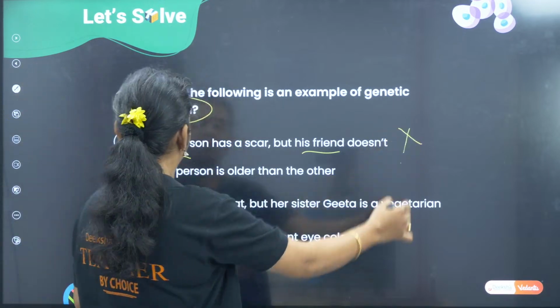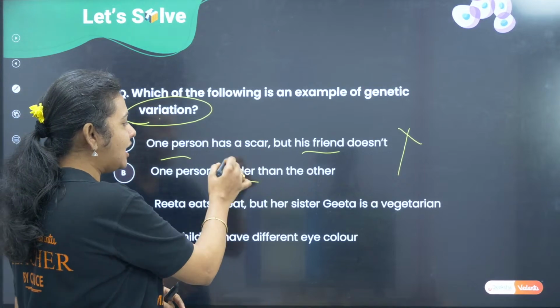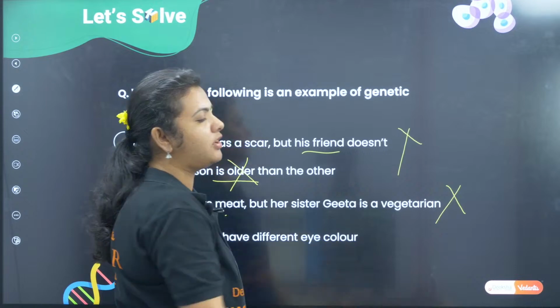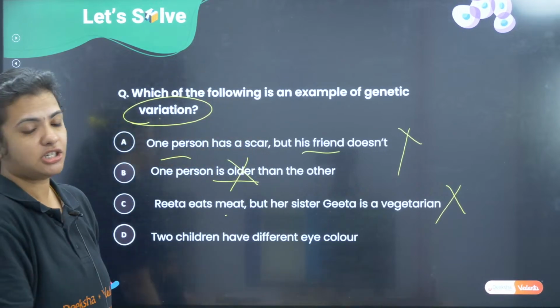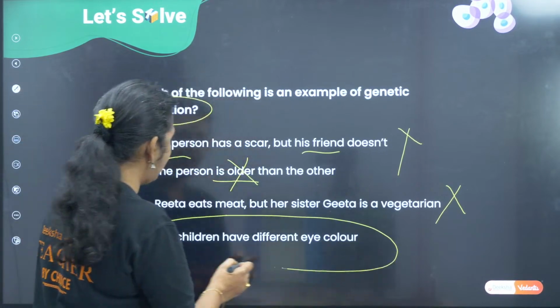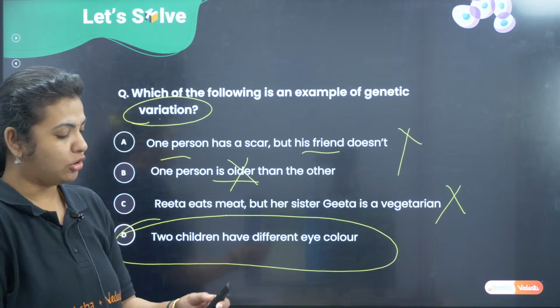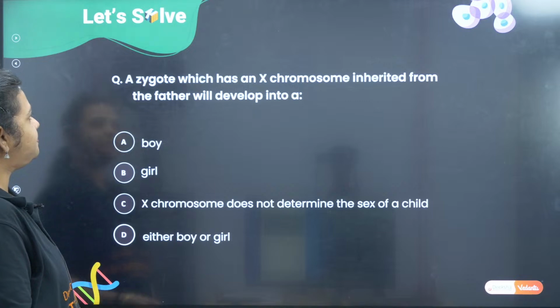Since we are talking about genetic variation, the first one is talking about a person and his friend who are in no way related. Super. One person is older than the other, age has nothing to do here. This is talking about food, vegetarian and non-vegetarian, that has nothing to do with variation. So definitely it is going to be two children have different eye color. Super. Very good. So all of you have got it right.